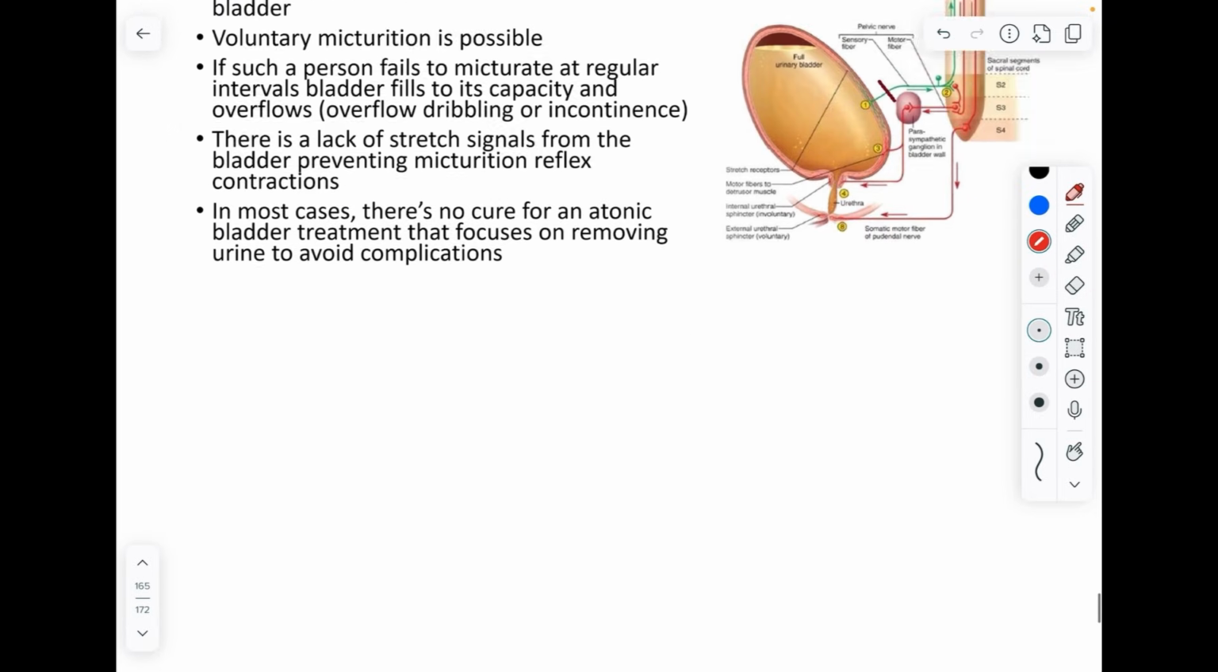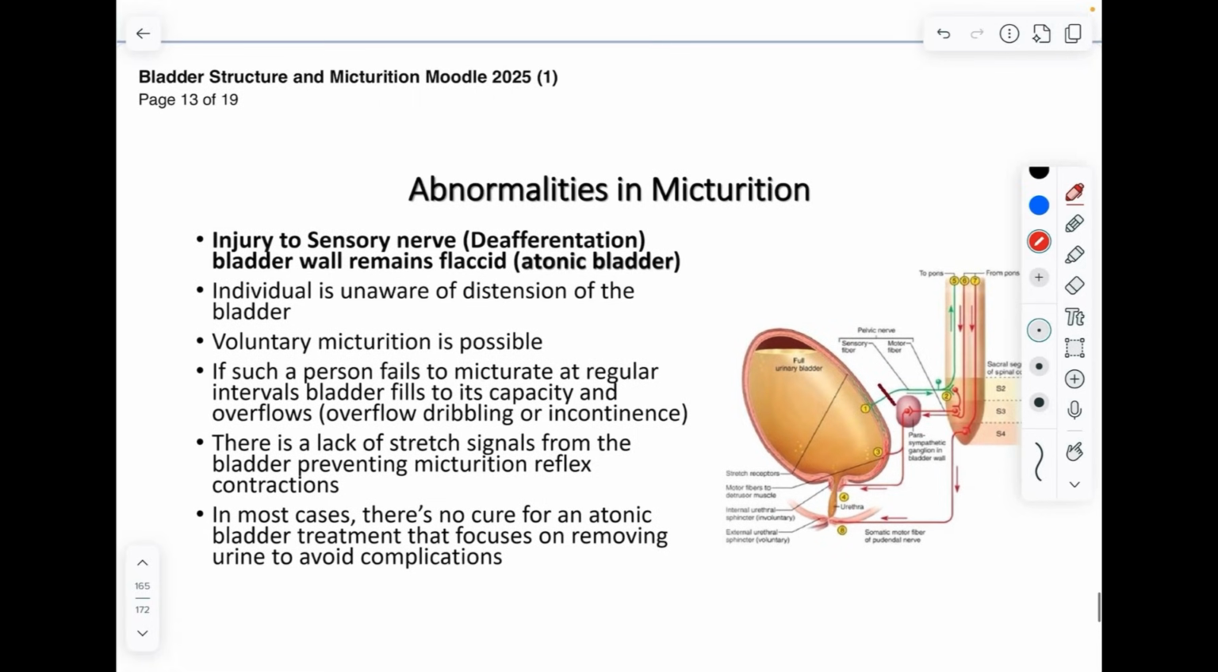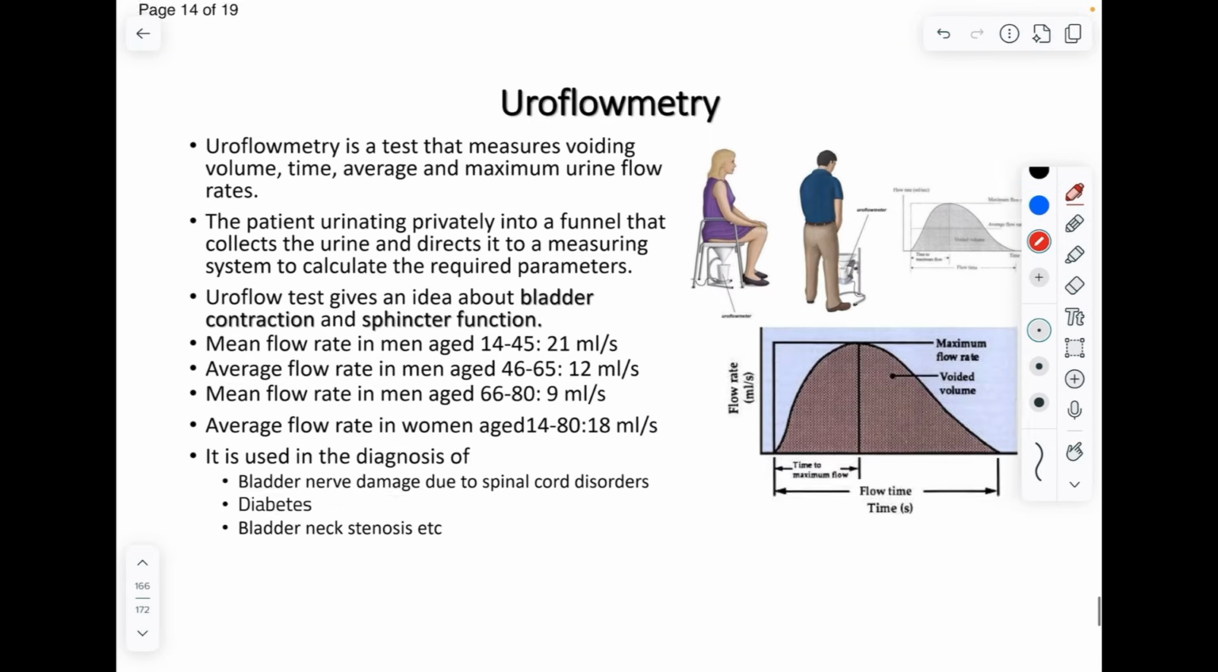Okay, now what are the abnormalities that we might face in micturition? First of all, if we do not have a sensory nerve, what will happen? This first part is not happening. So a person can urinate when they want to, okay? But they do not feel like the bladder is being filled. And that could lead to serious problems if the person forgets to urinate. The bladder will be filled so much and they are feeling nothing.